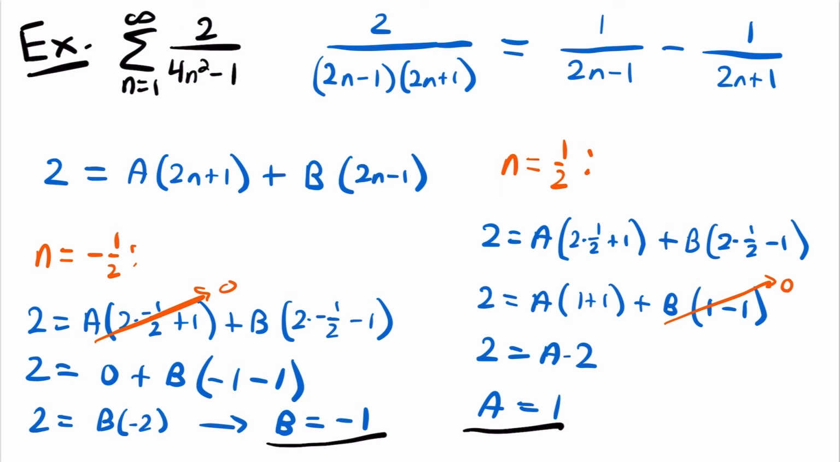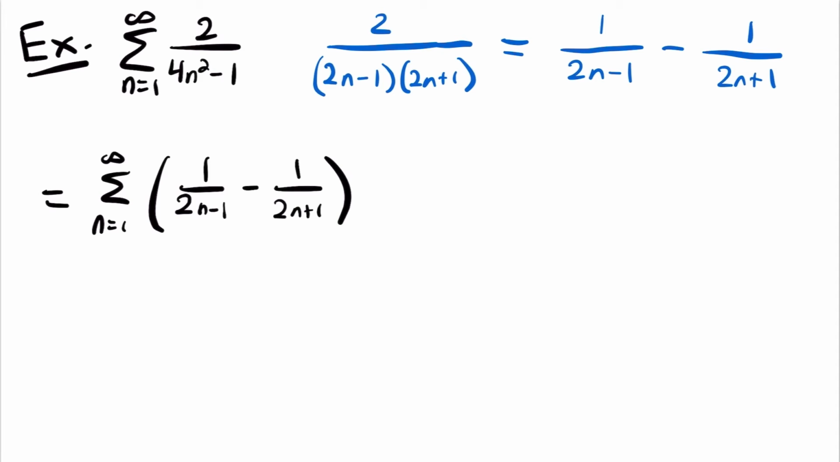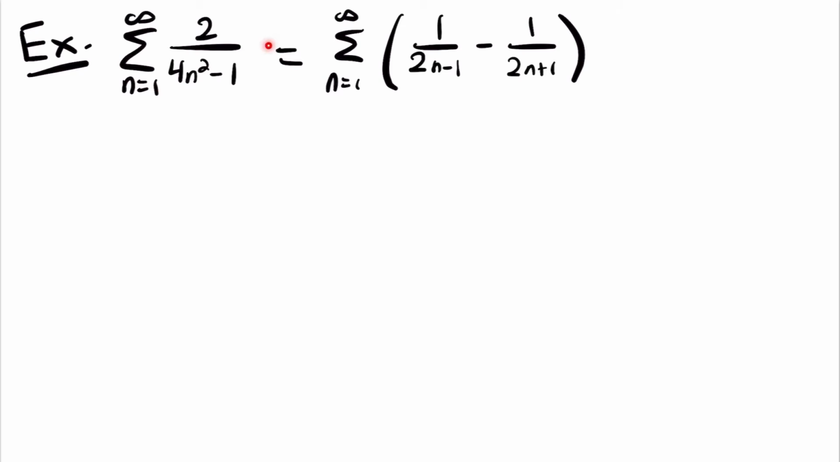And so if I clean up my work, we will say that the series is equal to the sum from n equals 1 to infinity of 1 divided by 2n minus 1 minus 1 divided by 2n plus 1. And now we can look at the terms of this series and see if we can identify it as a telescoping series, and if we can, then we can determine the convergence of that series. And so I'll clean up my work again here. Now that we know that this series is equal to this series, let's look at the nth partial sum of our series and see if the terms are going to collapse.